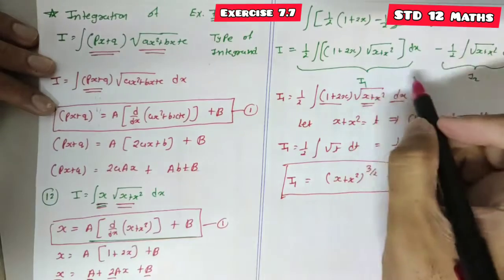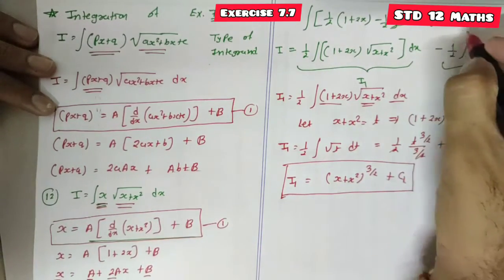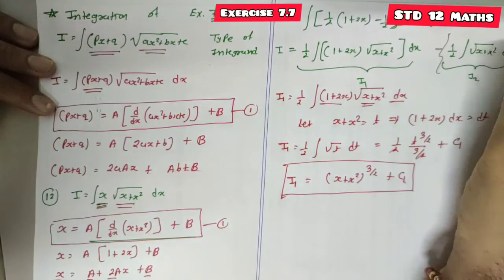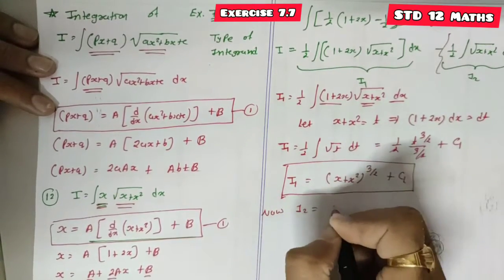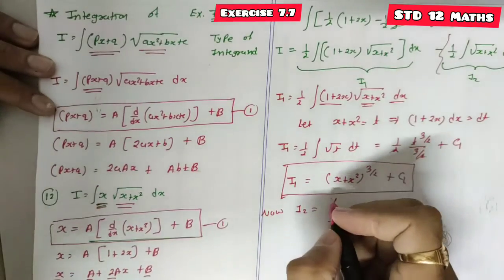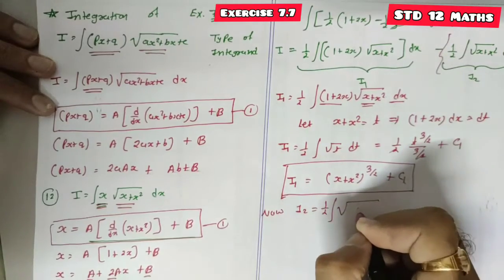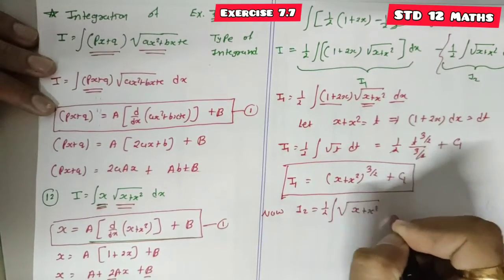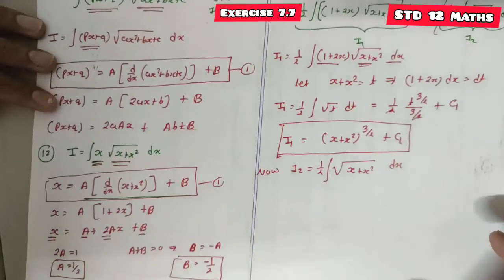For integration I, it is the sum of I1 and I2. I2 is minus 1/2, right? So now we are considering this I2 as this term. So now I2 is integration of 1/2 times square root of x plus x square dx, right? Its integration we know how to do.